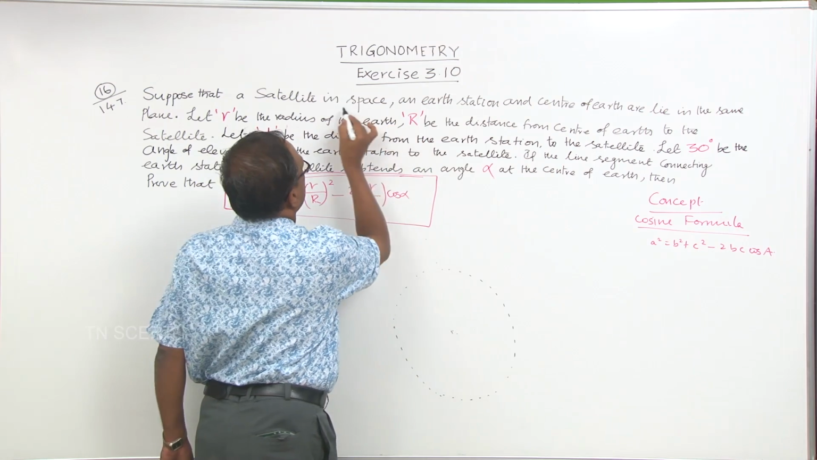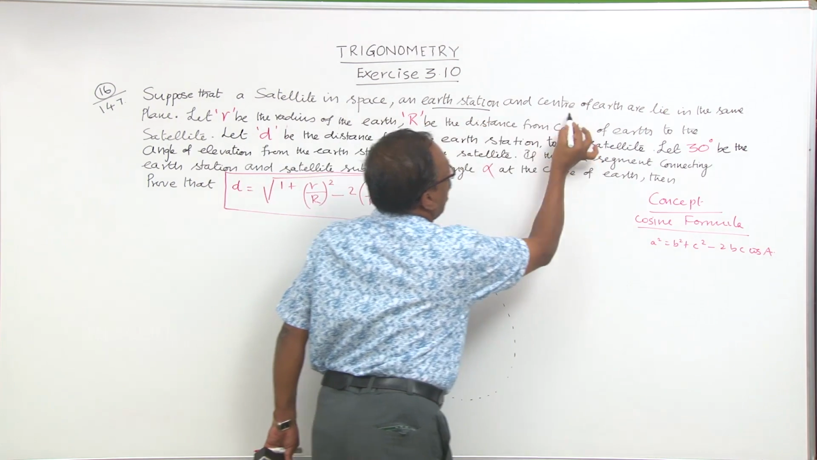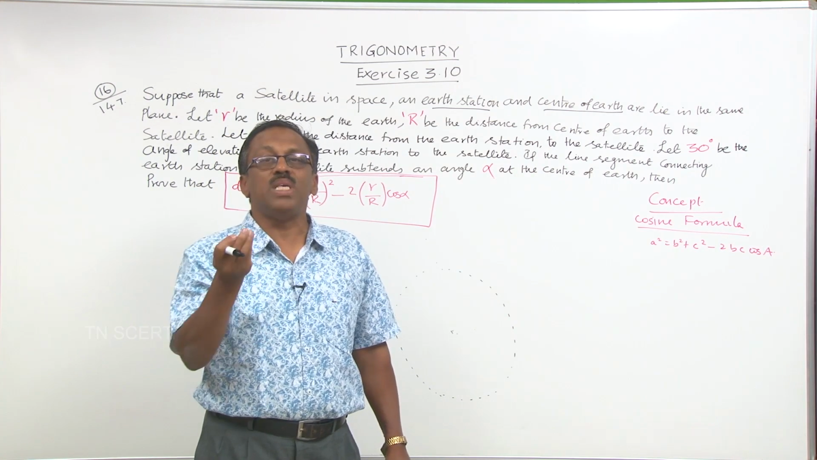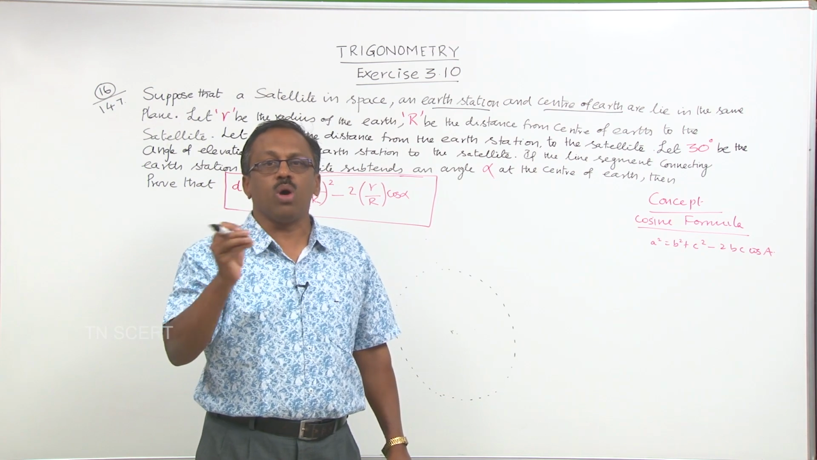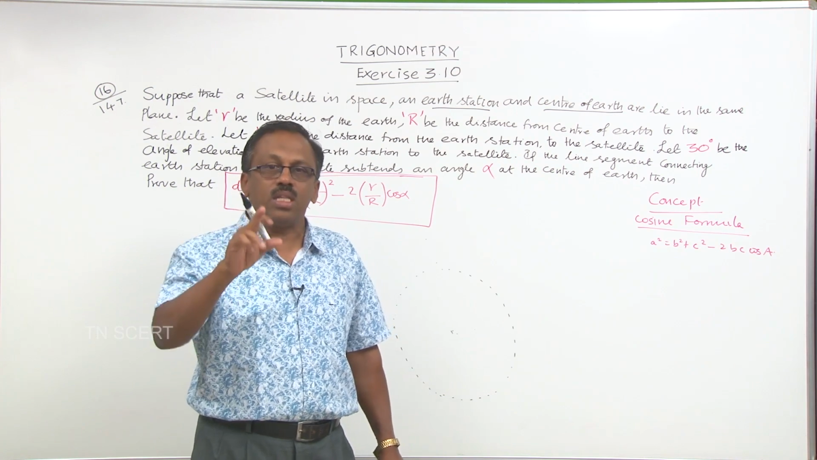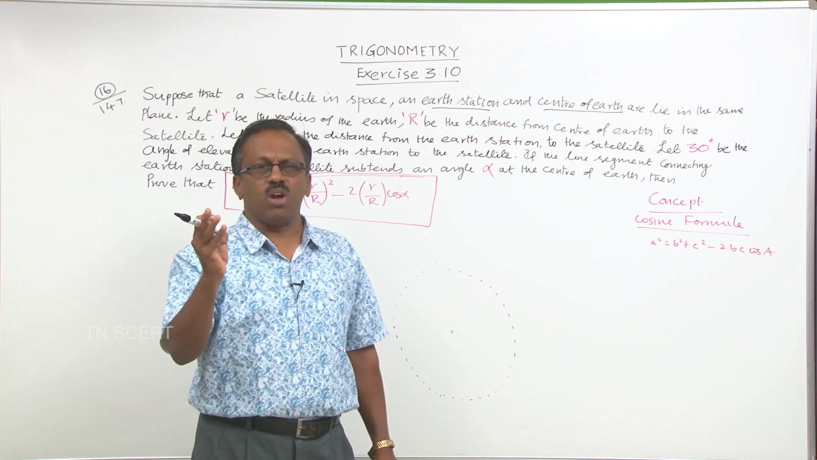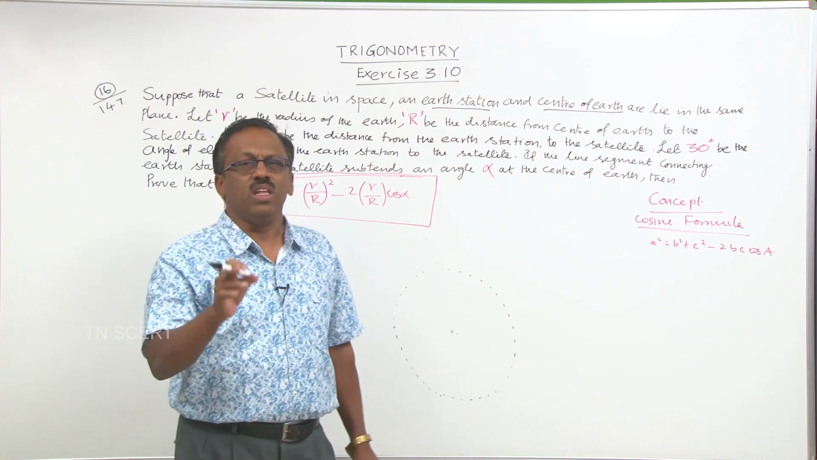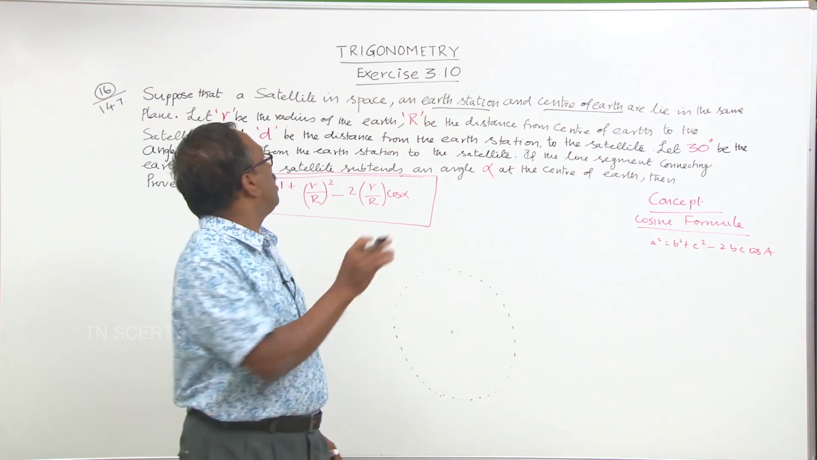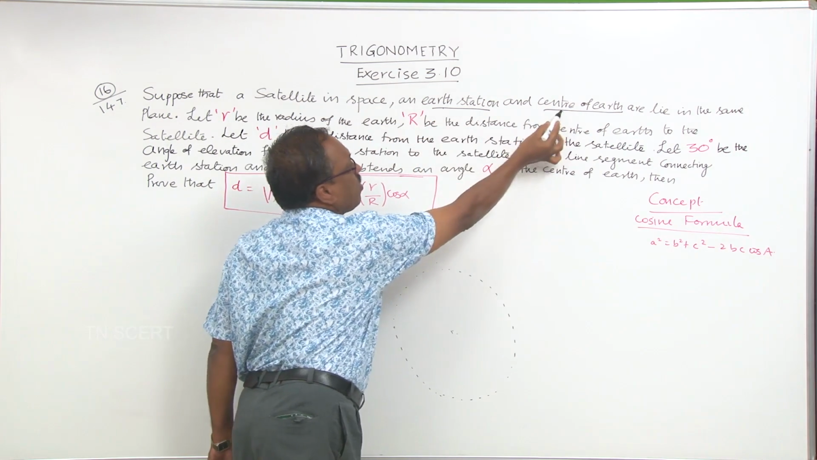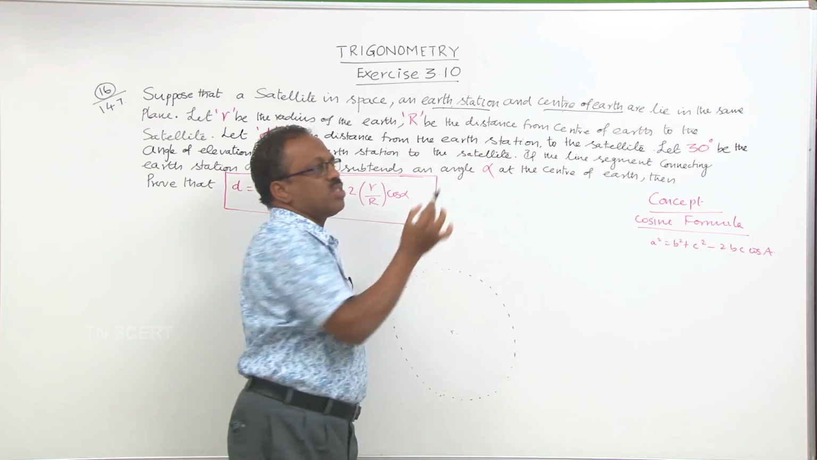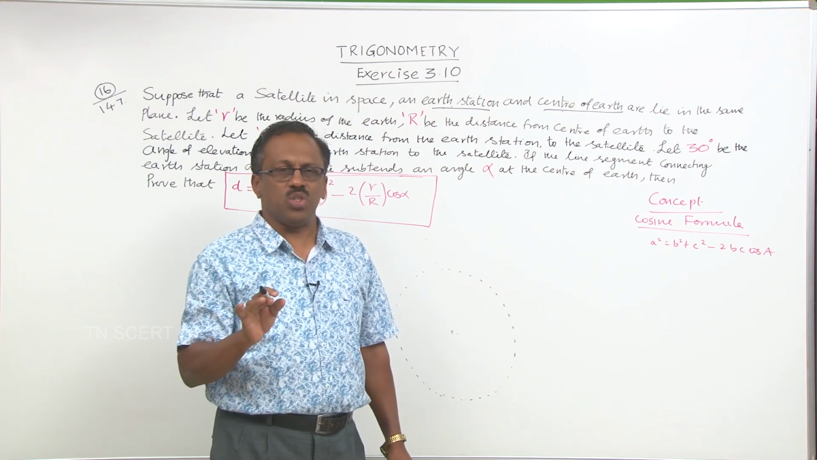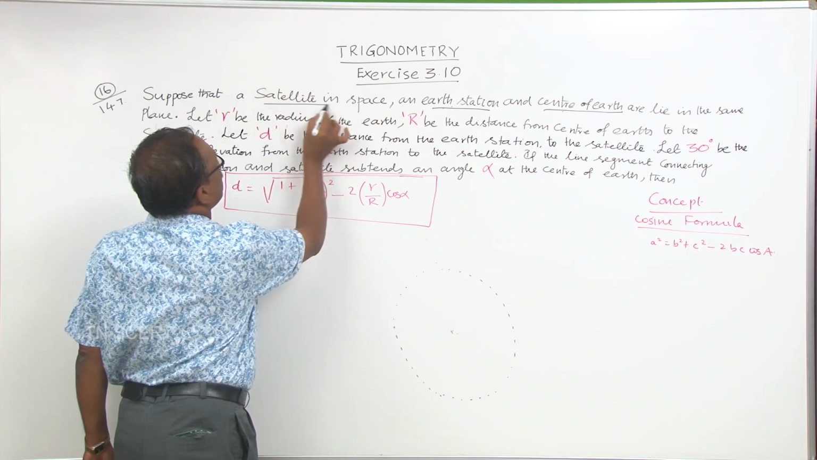So here it is given an earth station and the center of earth. What is the center of earth? You might be knowing, that is the epicenter. People always call it the epicenter. That is nothing but the center of earth. So the earth station is the person who is observing everything. The center of earth is the epicenter, and the earth station is the person who is noticing all this. The satellite is in space.